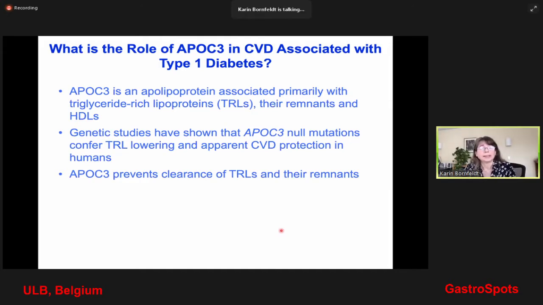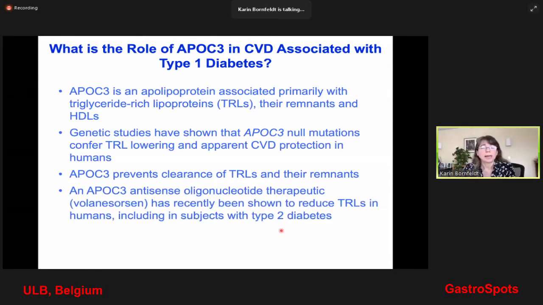ApoC3 prevents clearance of TRLs and the remnants by at least two different mechanisms. It inhibits the action of lipoprotein lipase, so inhibits the hydrolysis of triglycerides in the TRLs and remnants. And it also prevents the hepatic uptake of these particles.